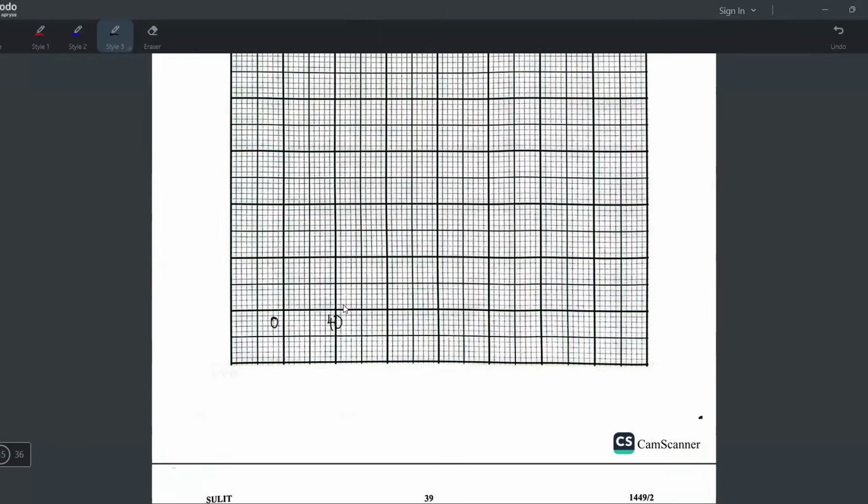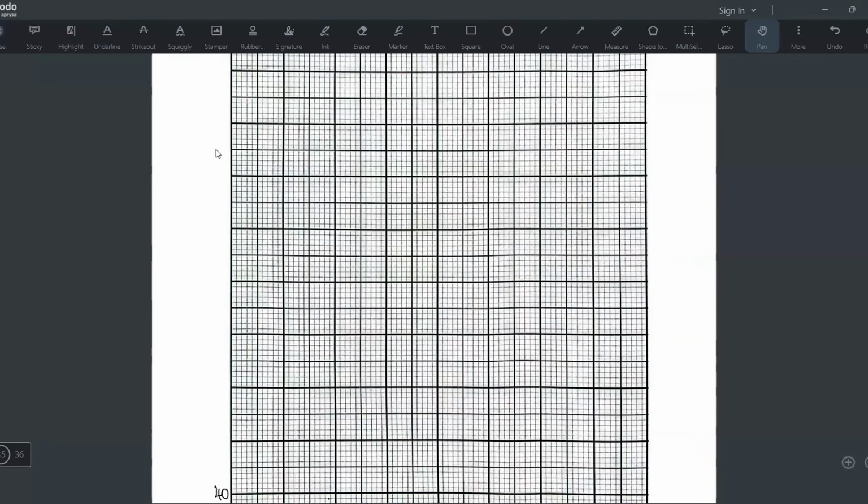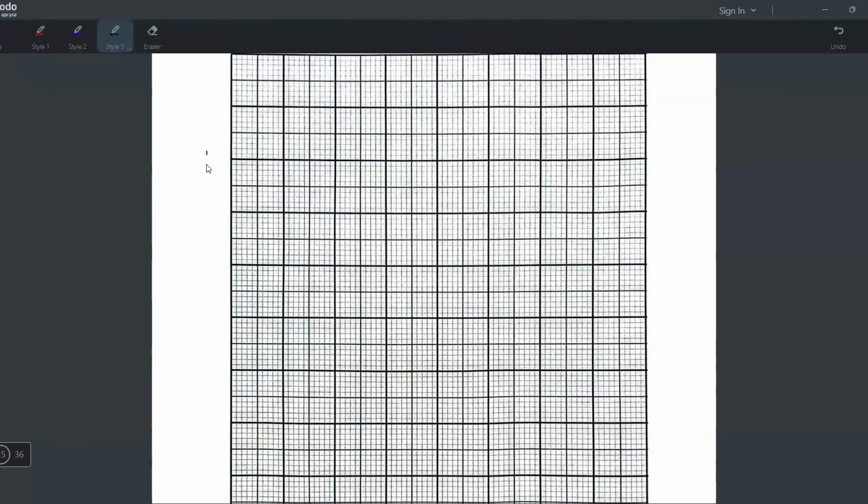So I will go 8 boxes. 1, 2, 3, 4, 5, 6, 7. Oh my god, the graph paper they provide is a bit small, so I'll start here. So 40, and then 2, 3, 4, 5, 6, 7, 8. Okay, 320. And then here use 10 boxes, 40 until 400. 2, 3, 4, 5, 6, 7, 8, 9, 10. Okay, this is Y, this is X.